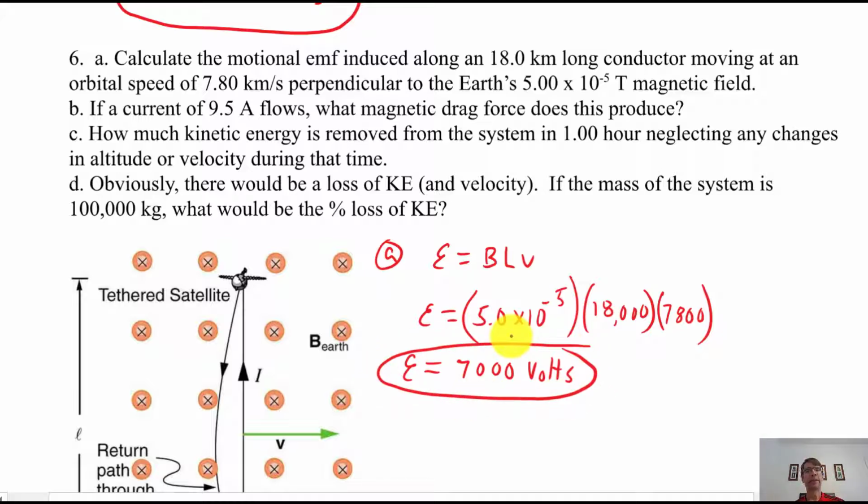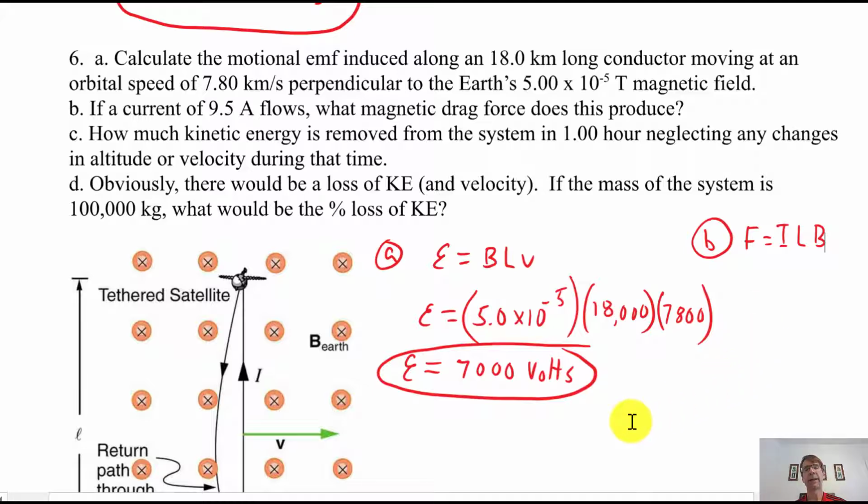Now, it says, though, if the current is 9.5 amps, which is a lot of current, what magnetic force, drag force, does this produce? Well, part B here, going back another unit, is F equals ILB. The magnetic force on a wire when it is pulled through or has current in a magnetic field. As it's being pulled through, there's a potential difference. The current will flow, and as the current flows in the wire, there's going to be a force, and it's a drag force.